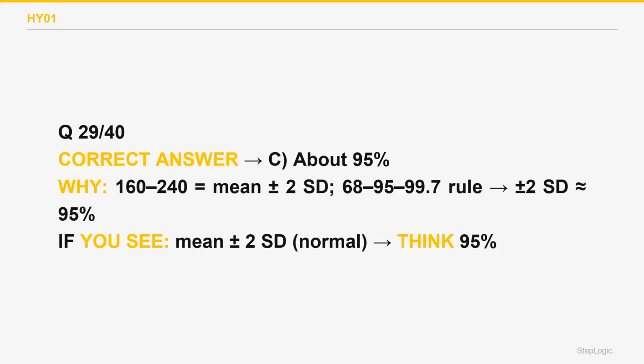About 68% corresponds to only one standard deviation, the range 180 to 220, which is narrower than the interval given. Choice B, wrong. About 99.7% corresponds to 3 standard deviations, the range 140 to 260, which is wider than asked. Choice D, wrong. A span of mean plus or minus 2 SD captures approximately 95%.